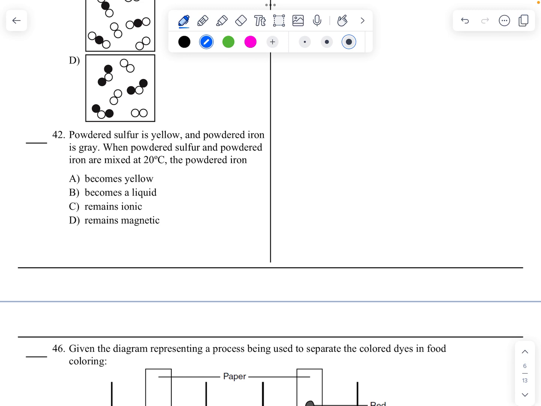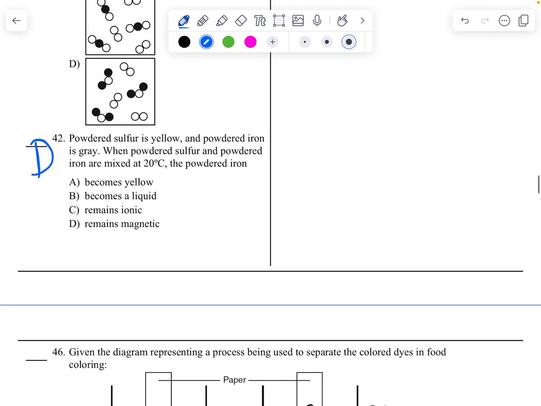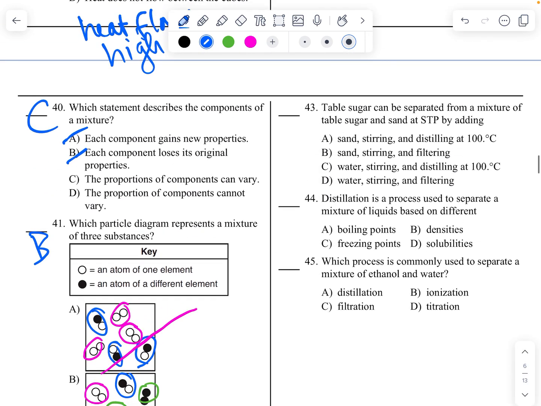42, powdered sulfur is yellow, powdered iron is gray. Thanks for letting me know. When powdered sulfur and powdered iron are mixed, what's going to happen? Now, I'm not asking you to specifically know. I just want you to know that when we have a mixture, our properties remain. And I know that iron is magnetic, so that's going to stay. It's going to be maintaining its properties.